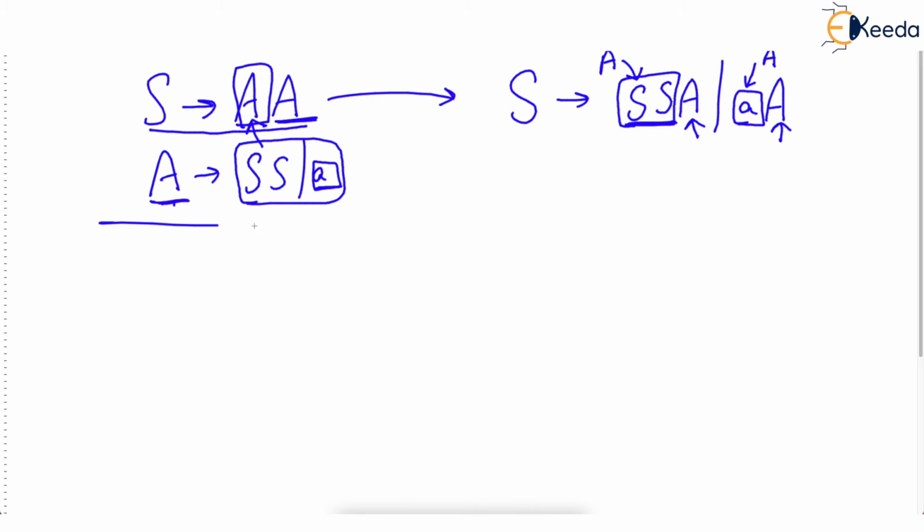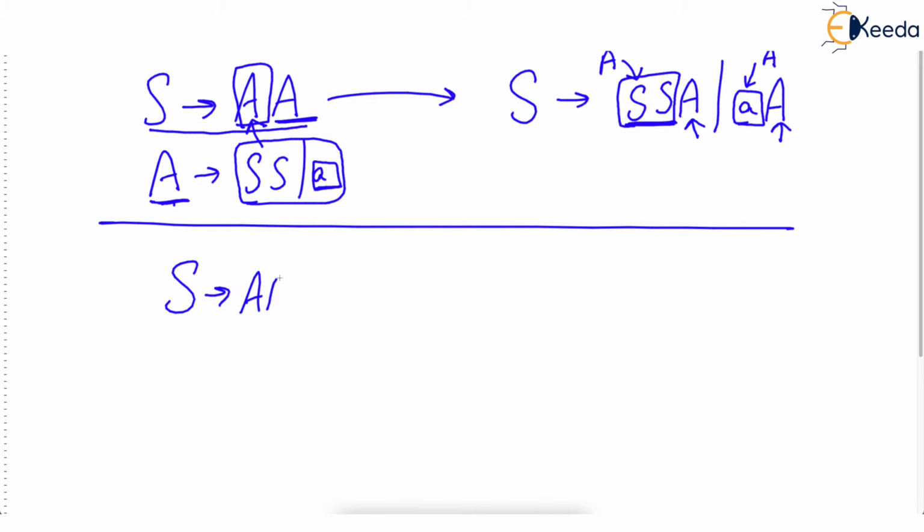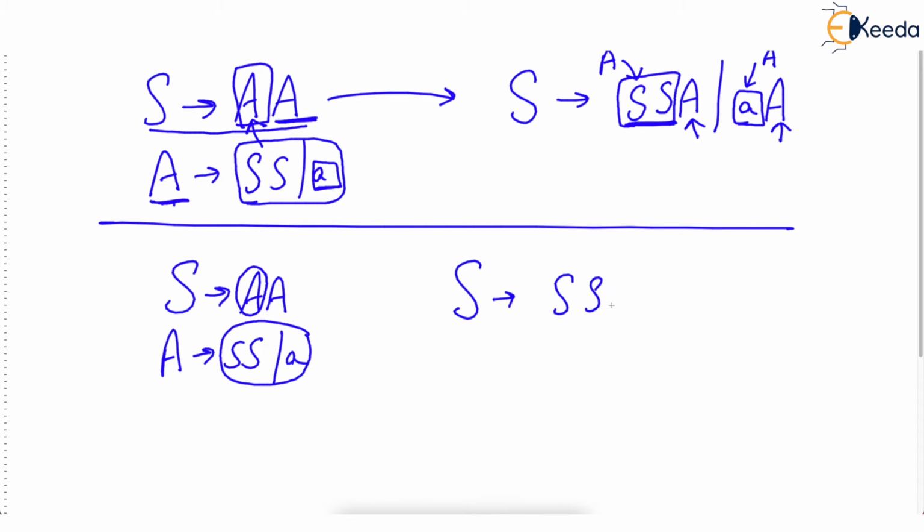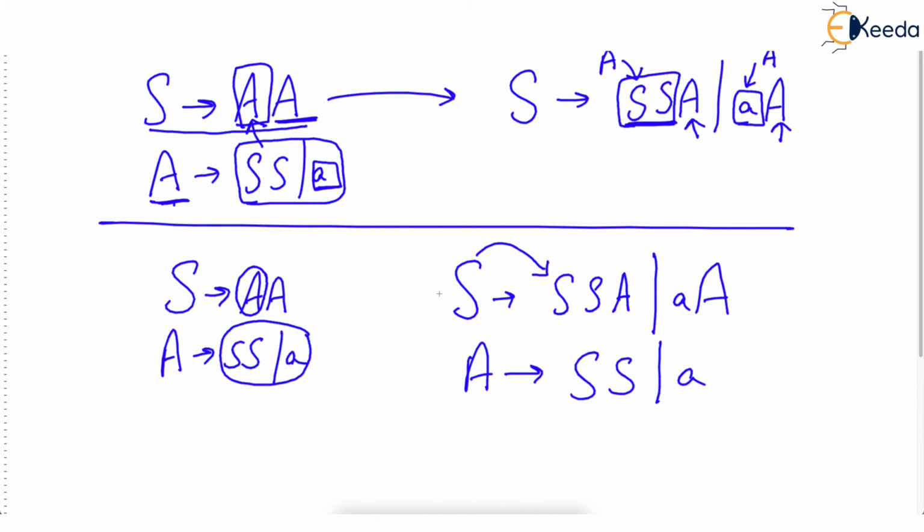Okay, so I'm just rewriting it again. S derives AA, A derives SS or a. If you replace this A with whatever A derives, then the grammar becomes S derives SSA or aA, and the second production remains as it is. A derives SS or a. Clearly this is left recursion. Please try to understand, there was a hidden left recursion, and when you replaced whatever A derives in the place of the first A over here, you saw that there is left recursion.